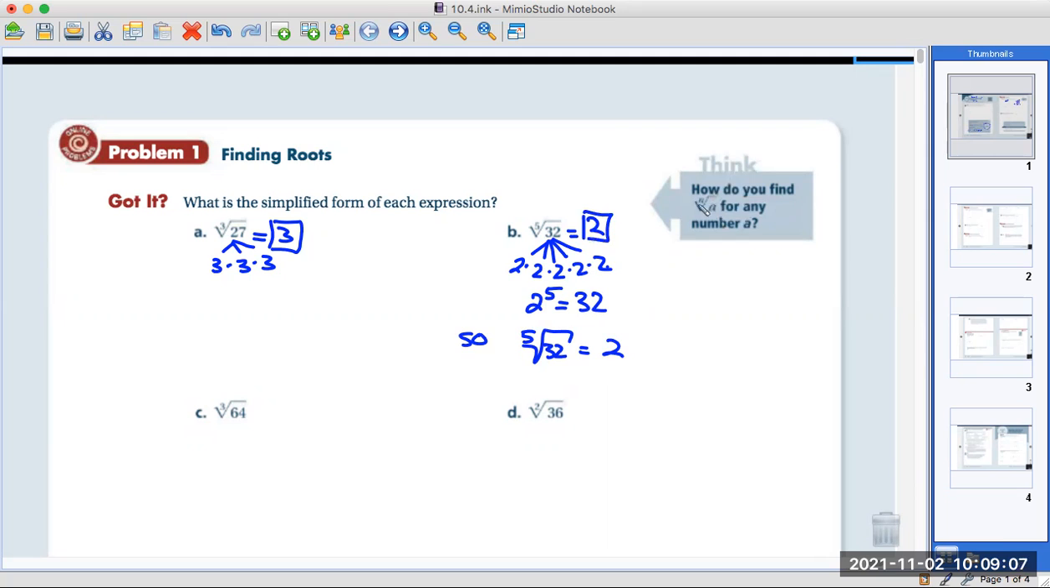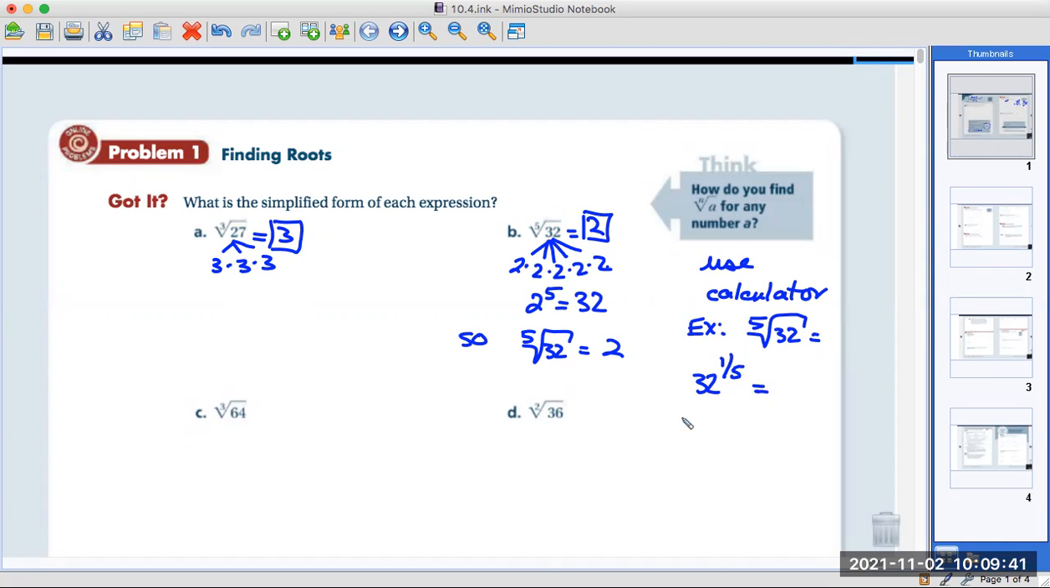Okay, how do you find the nth root of a number a? For any number a, use your calculator, and I'll show you what's the key. For example, the fifth root: the fifth root of 32 is the same as 32 raised to the power of 1/5. It's not raised to the power of 5, it's raised to the power of 1/5.